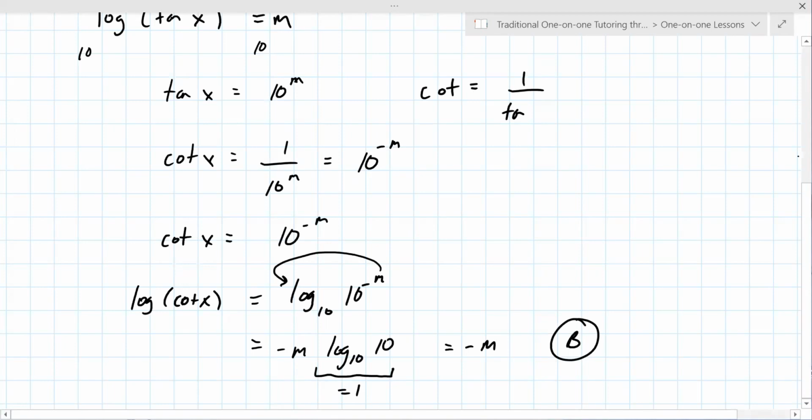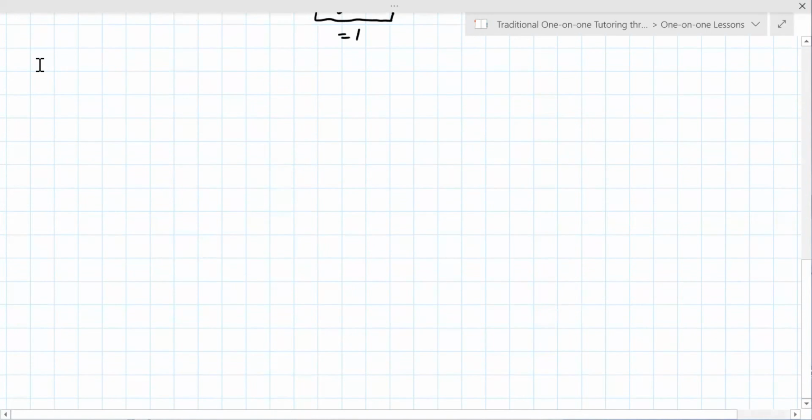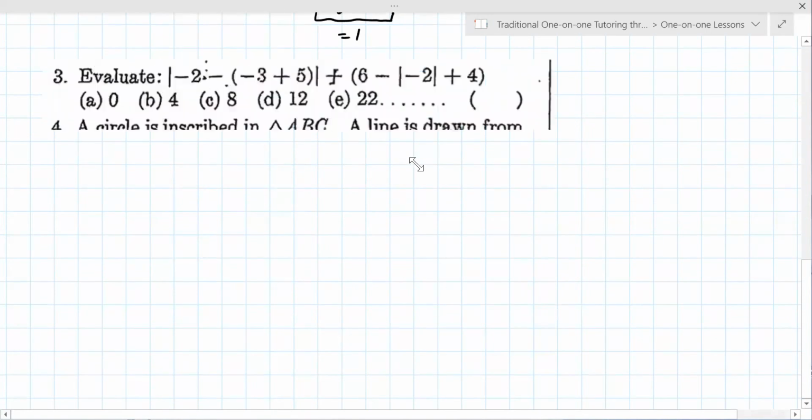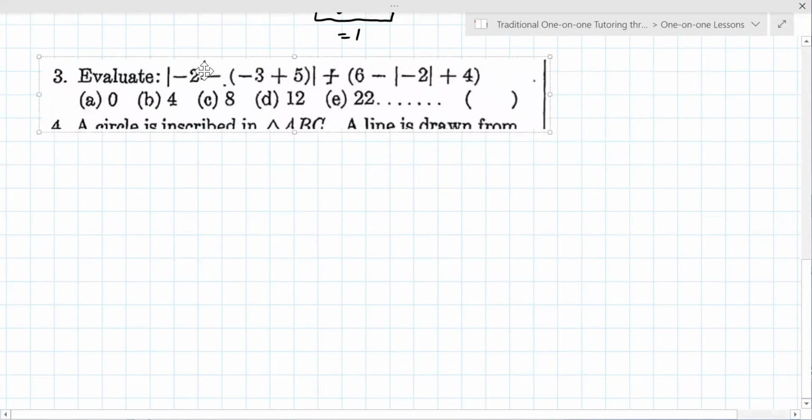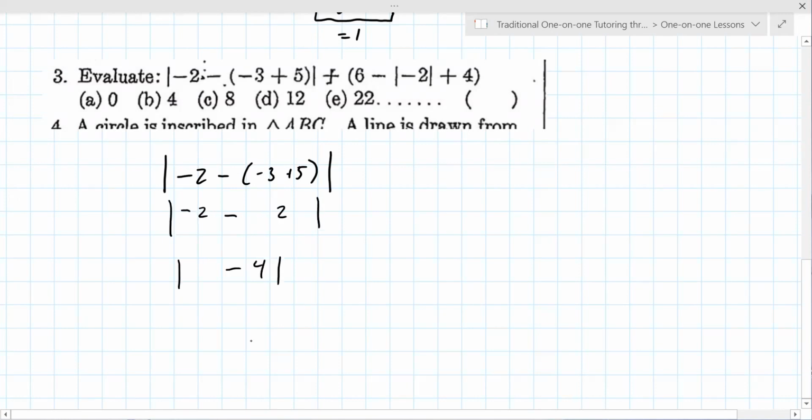On to number 3. Okay. Number 3. All right, evaluate. Okay, so this first one here is absolute value of -2 minus 3 plus 5. We're just going to deal with what's inside the parentheses first here. This becomes 2. This becomes -4, and then that becomes 4.